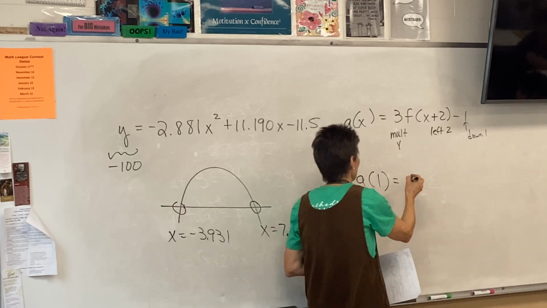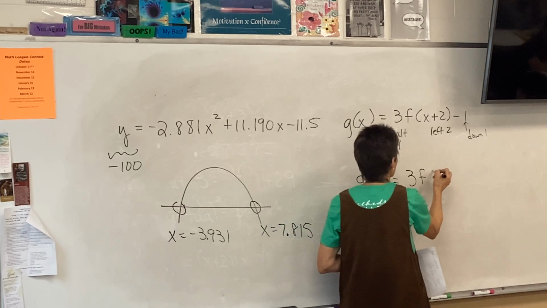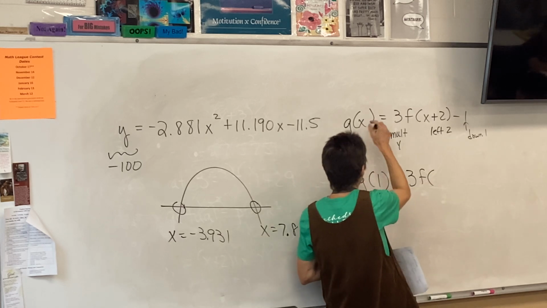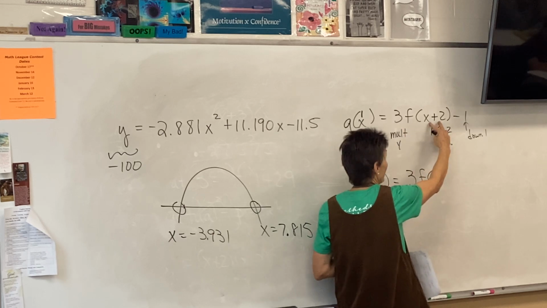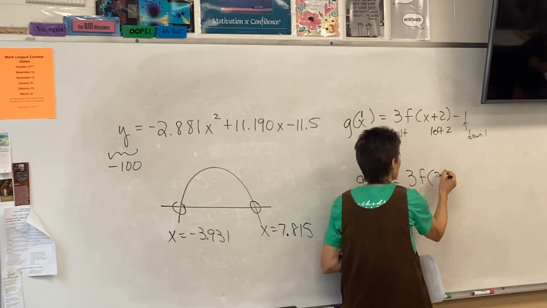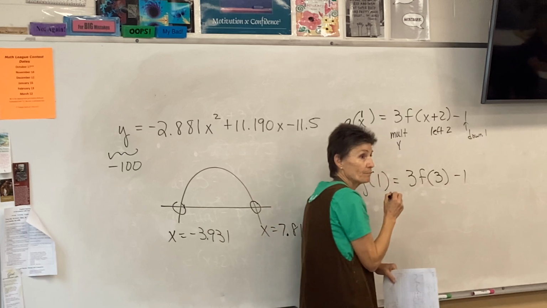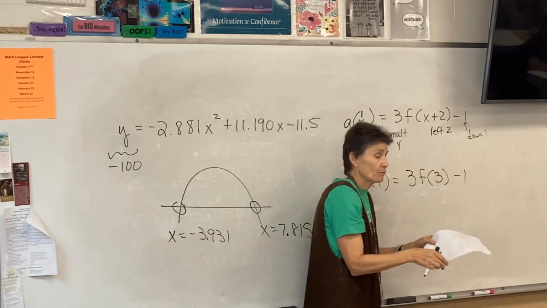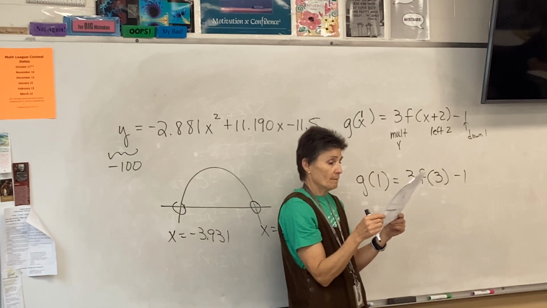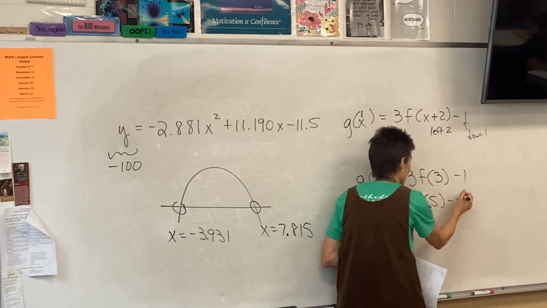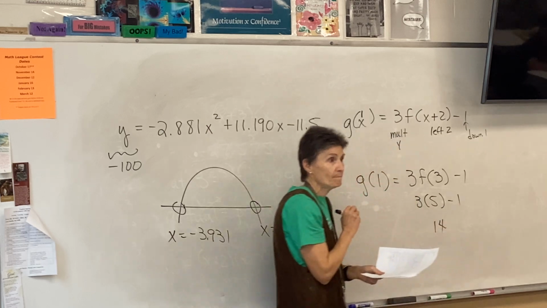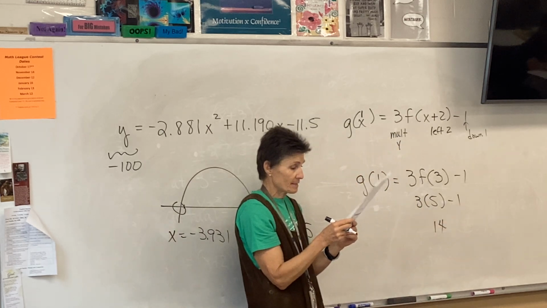So now we want to find g of 1. Well, according to the function, that's going to be 3f of 3 minus 1, since I'm putting in 1 for x. Well, what's f of 3? F of 3 is 5. 3 times 5 minus 1, did you get 14? Easy peasy.